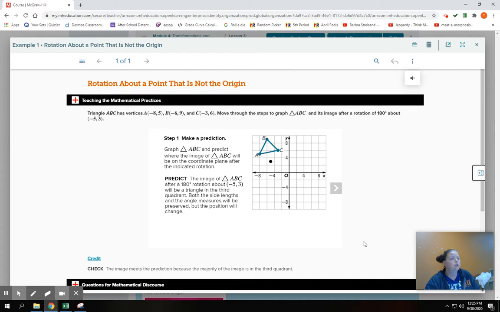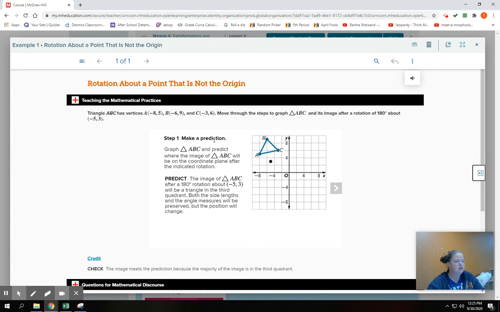Here's an example on rotations. Triangle ABC has vertices A (-8, 5), B (-6, 9), and C (-3, 6). Move through the steps to graph triangle ABC and its image after a rotation of 180 degrees about (-5, 3). So this is about a point that is not the origin.